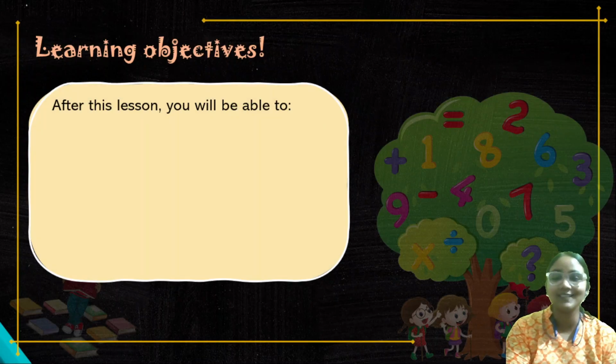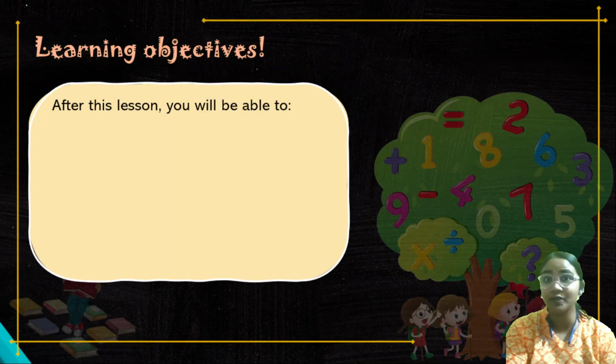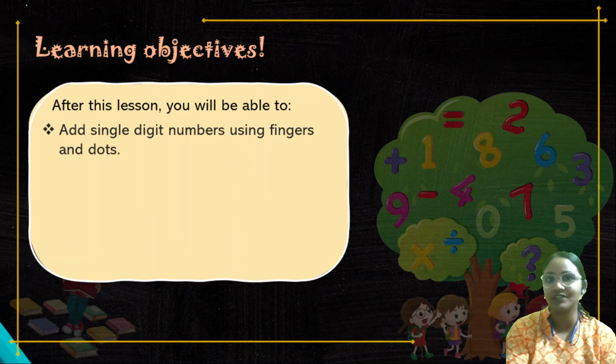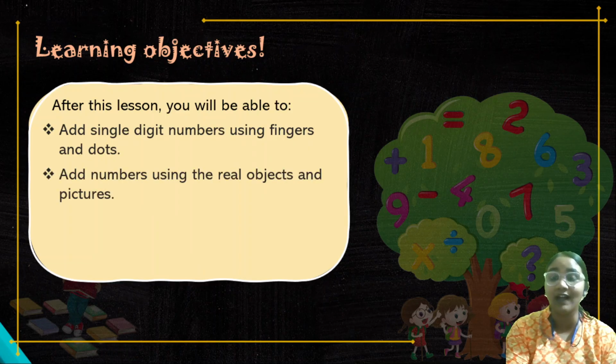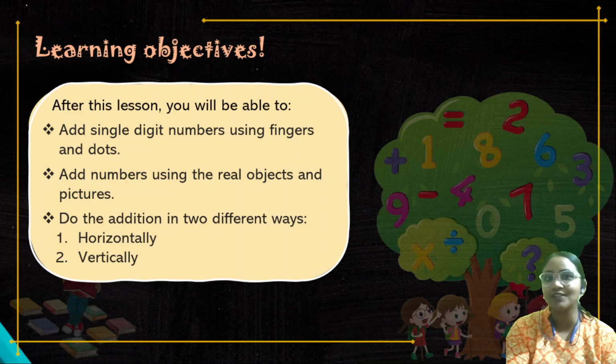So, after this lesson, students, you will be able to add single digit numbers using fingers and dots. You will be able to add the numbers using real life objects and pictures, and also you will learn to do addition in two different ways, horizontally and vertically. So, let's see what is addition.